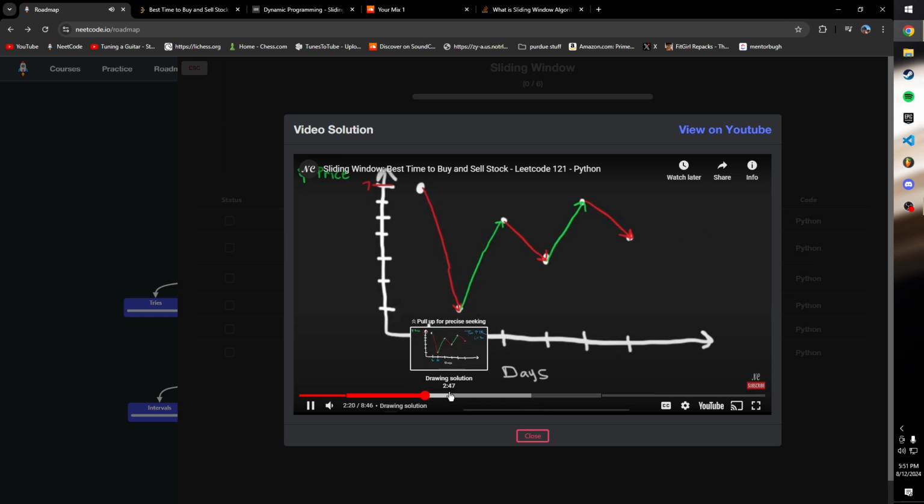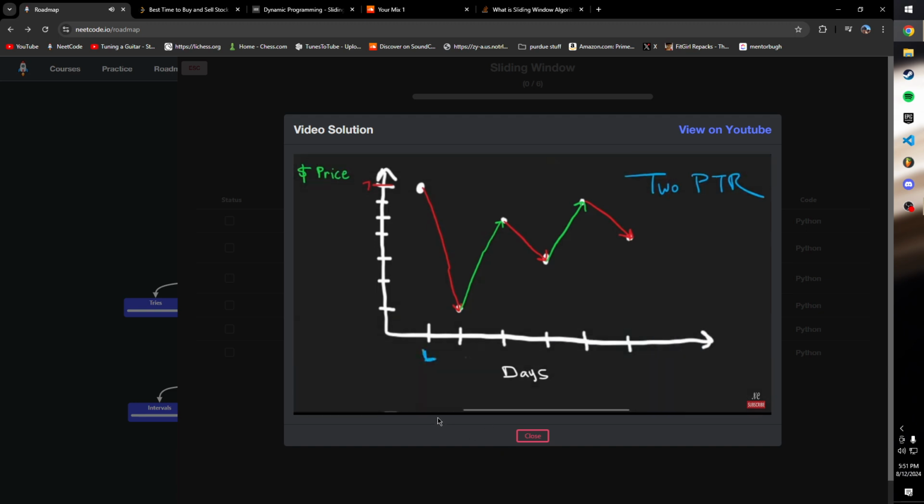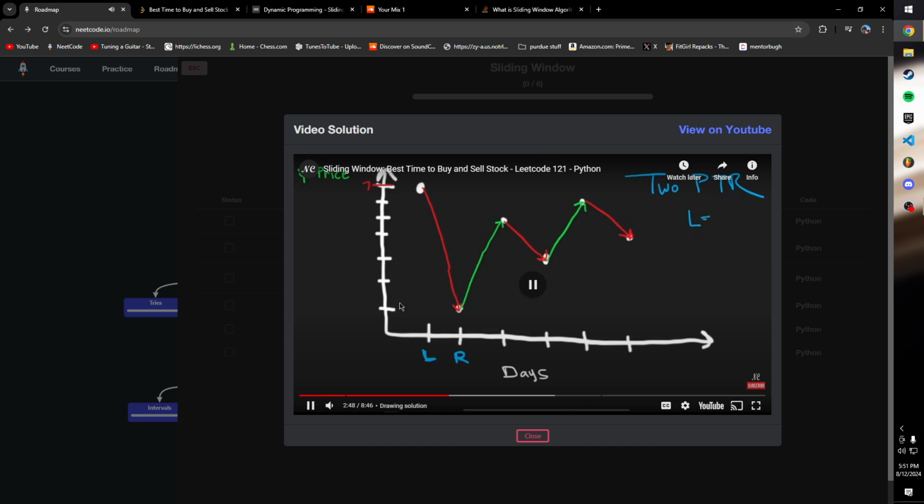There's a pretty common programming technique, two pointers. We're going to initialize a left pointer on day 1 and our right pointer on day 2, which makes sense. Right is going to be to the right of left. And we're going to see what's the current profit right now from here to here. Well, it's going down, right? That's not good. It's negative.